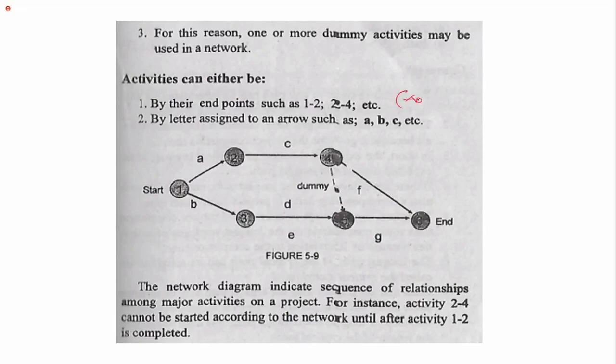And this is activity on node and activity on arrow. So for this network, the network diagram indicates sequence of relationships among major activities on a project. So natay activity A, B, C, D, ano naman ni E.